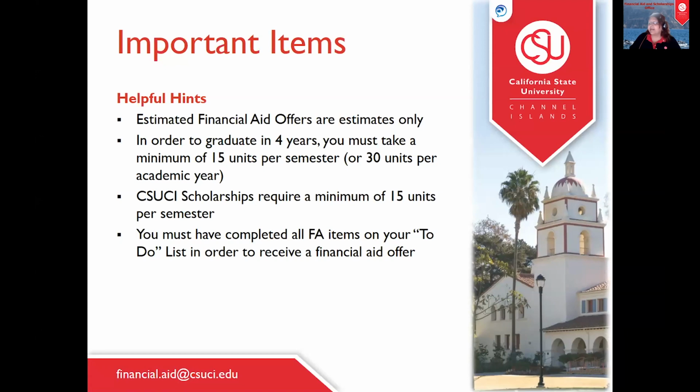Okay, some important items, some helpful hints. Estimated financial aid awards are, as I mentioned before, estimates only. In order to graduate in 4 years, you need to take a minimum of 15 units, and I mentioned 30 units per academic year.